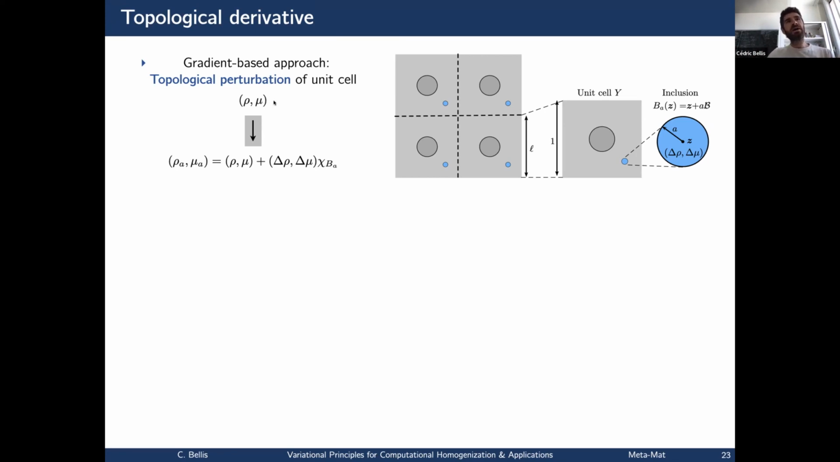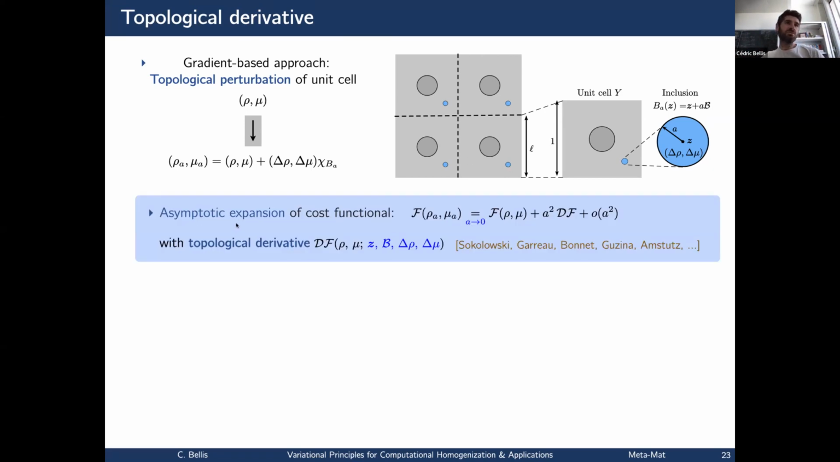So I consider my unit cell with mass density and shear modulus, and then introduce a small perturbation at a given point. And the idea is to compute an asymptotic expansion of the cost functional. So expand the cost functional at the first order and identify the first order term here, which is the so-called topological derivative. So the topological derivative quantifies how much an infinitesimal perturbation of the unit cell affects the cost functional.